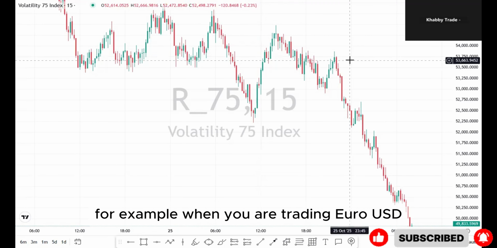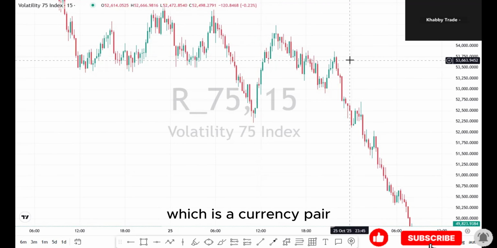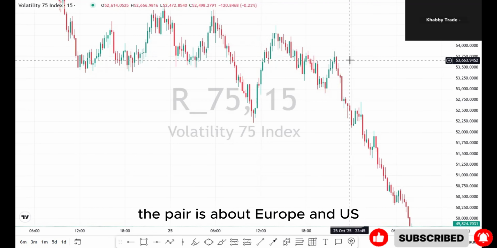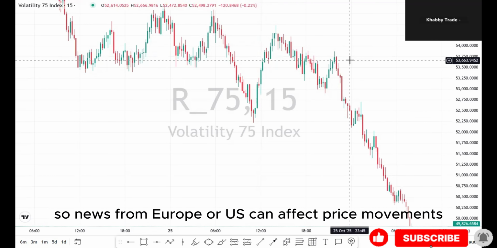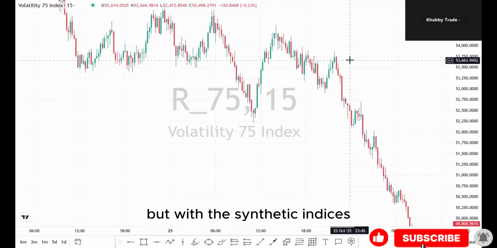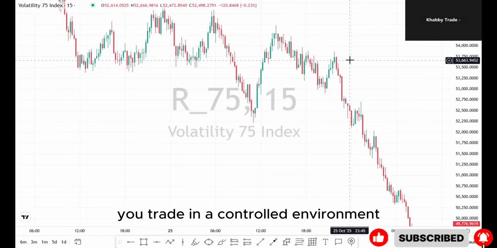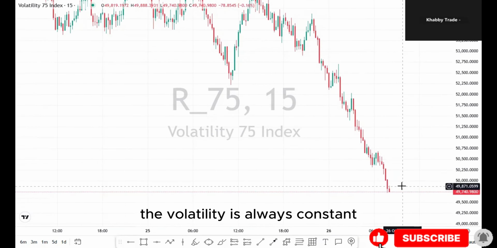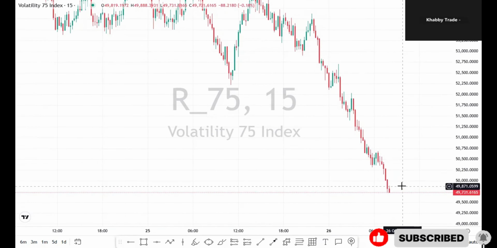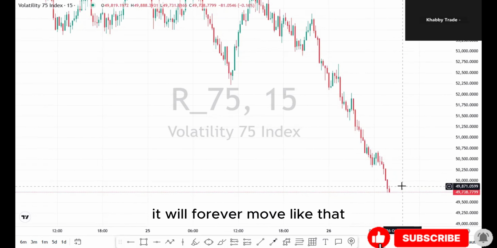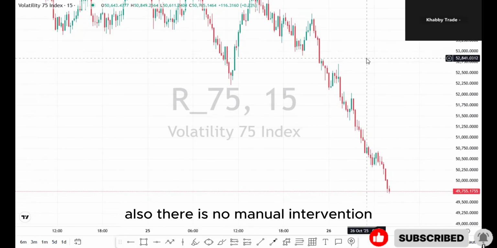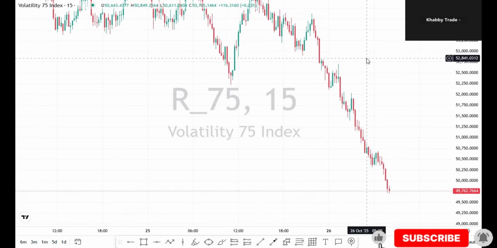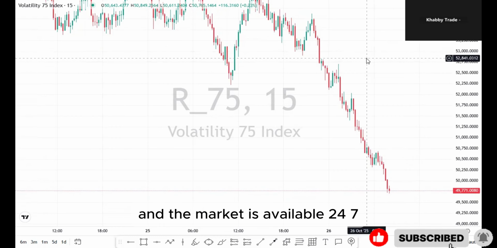For example, when you are trading Euro USD, which is a currency pair, the pair is about Europe and US. So news from Europe or US can affect price movements. But with the synthetic indices, you trade in a controlled environment, pure market movements, no external influence. The volatility is always constant. The speed at which it moves right now, it will forever move like that. Also, there's no manual intervention and the market is available 24/7.